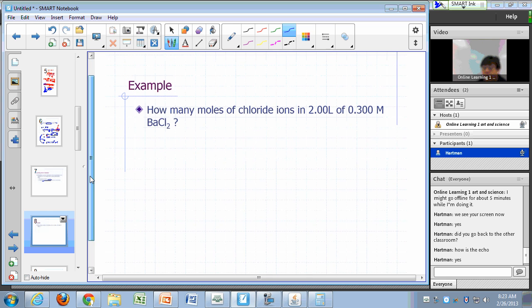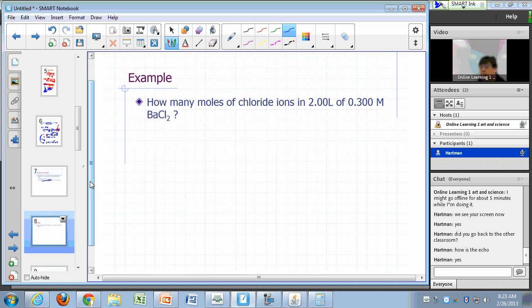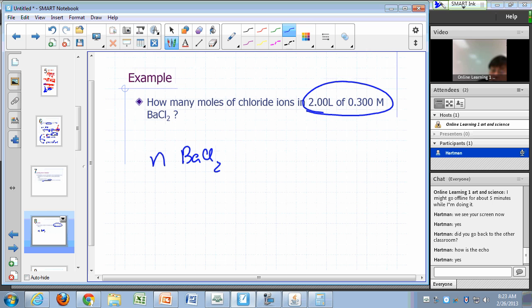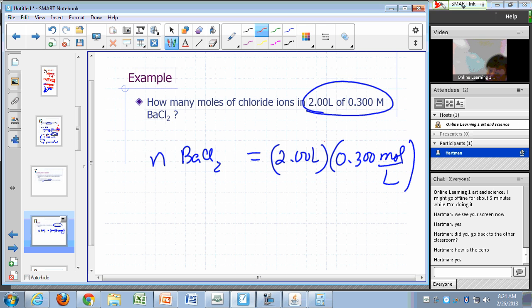How many moles of barium chloride are in 2.00 liters of 0.3 molar barium chloride? Then you're going to say, all right, so number of moles of barium chloride equals 2.00 liters, volume times molarity, 0.300 moles per liter. So liter cancels out. That gives you 0.600 moles of barium chloride.